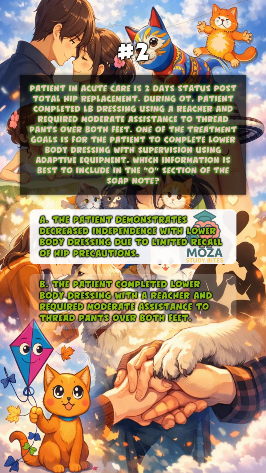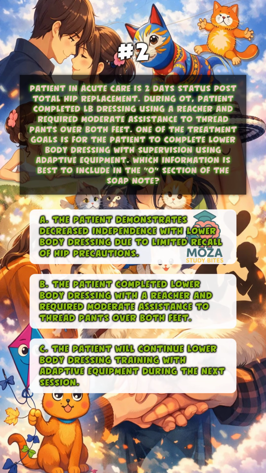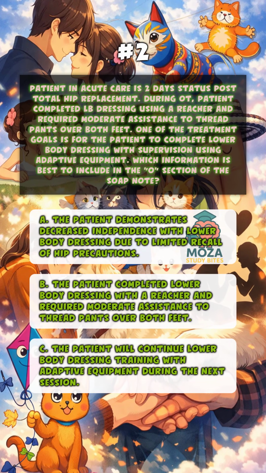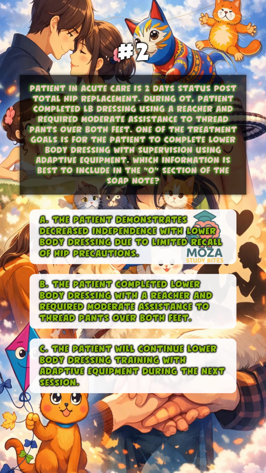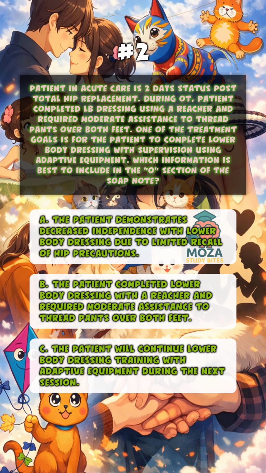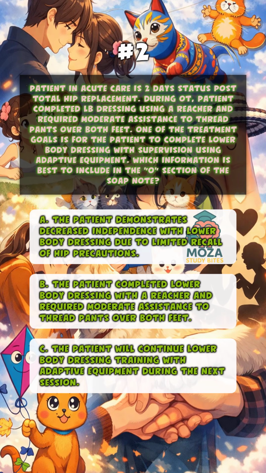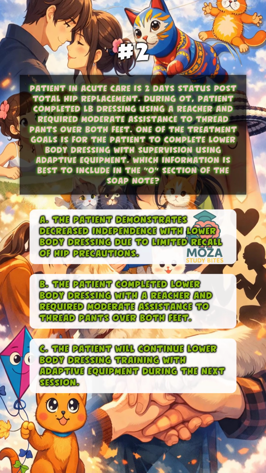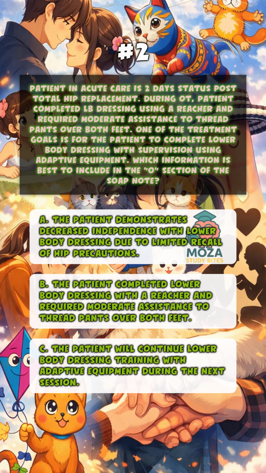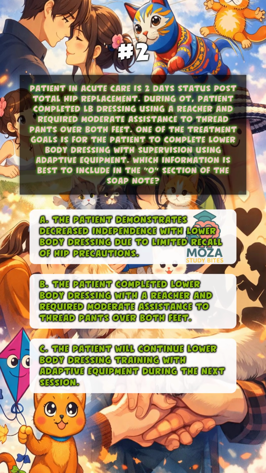Patient in acute care is 2 days status post-total hip replacement. During OT, patient completed LB dressing using a reacher and required moderate assistance to thread pants over both feet. One of the treatment goals is for the patient to complete lower body dressing with supervision using adaptive equipment. Which information is best to include in the O section of the SOAP note?